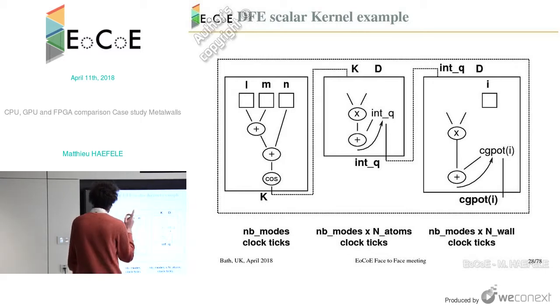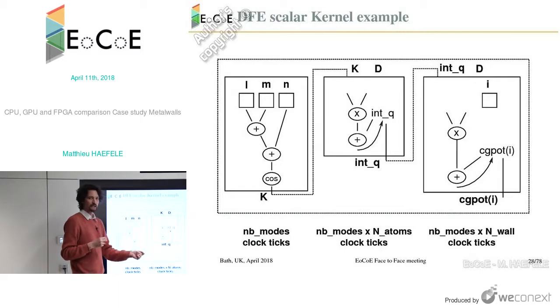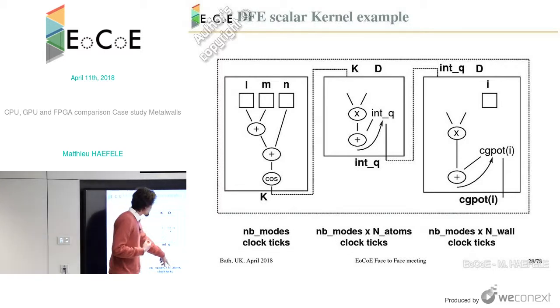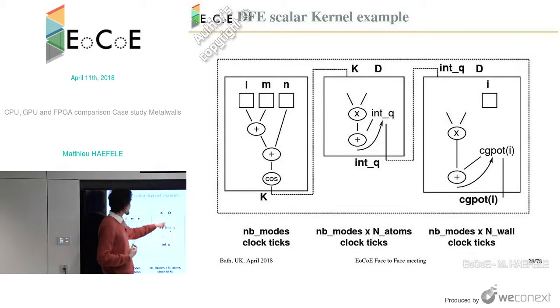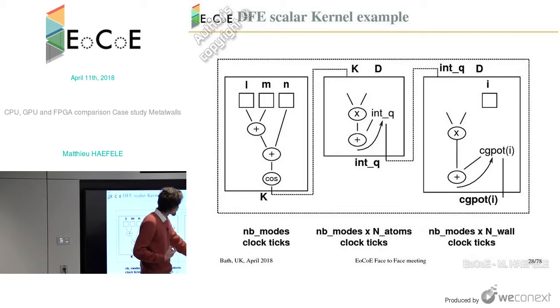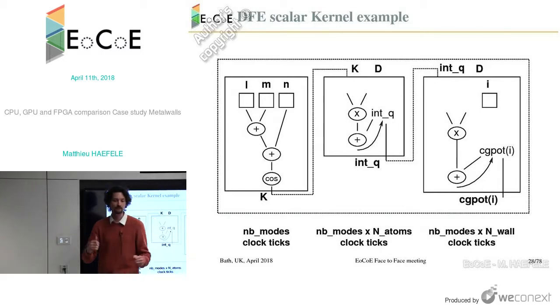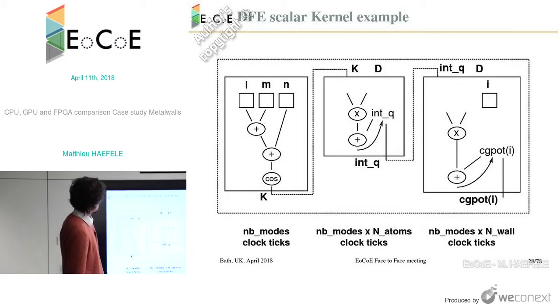Oh, yes, and before going on, you know exactly how many ticks you will need in each kernel. Here, this kernel will have NB modes ticks. You need not less than one, not -1, not +1, but exactly the number of modes ticks. Here you will have number of modes times the total number of atoms. And here, the number of modes times only the number of atoms in the electrodes, as only CG pot is applied only on the electrodes.